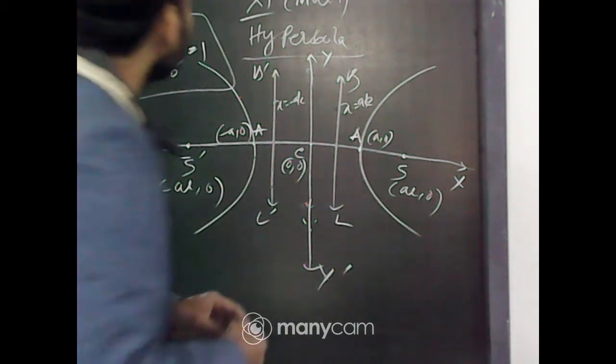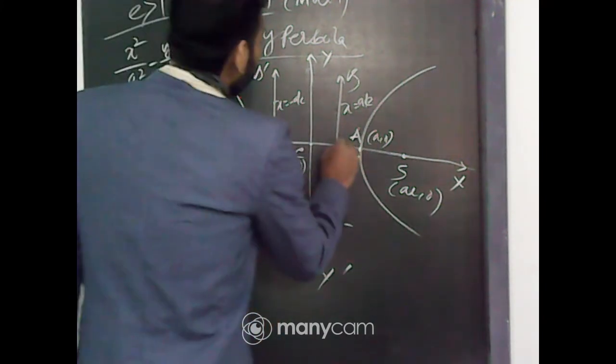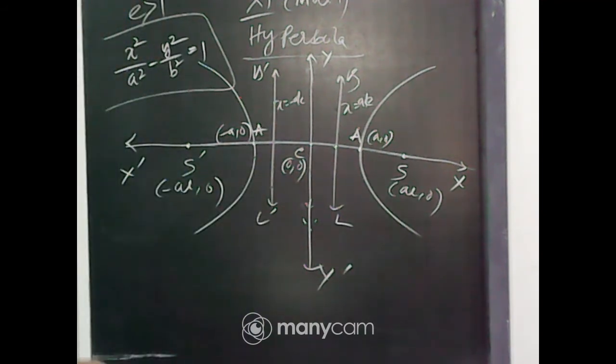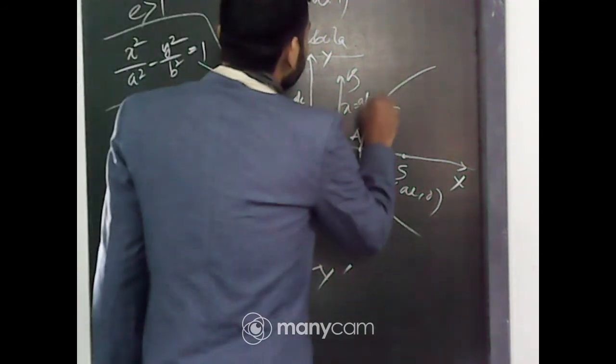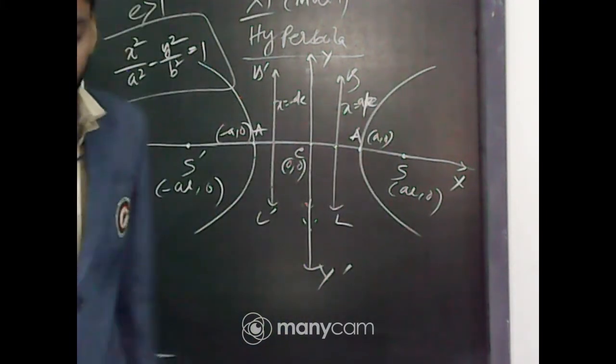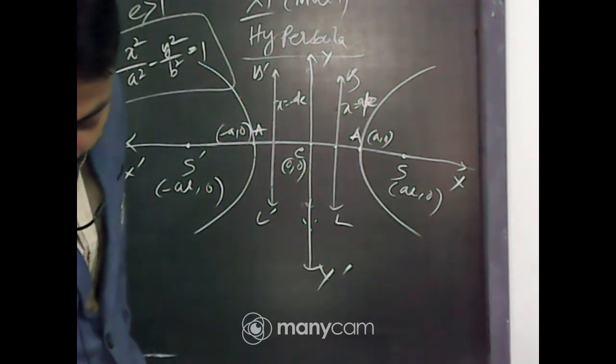Here it is passing through the point a by e comma 0, and this is minus a by e comma 0. So that's why x equals a by e and x equals minus a by e. These are the directrices.